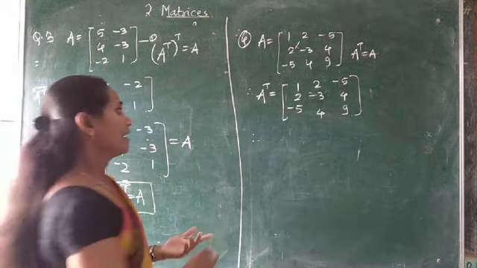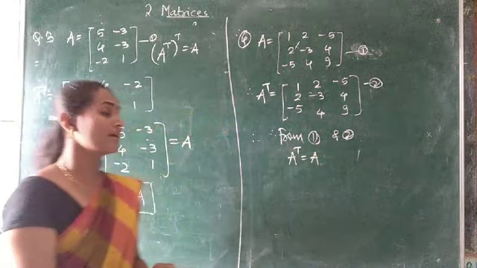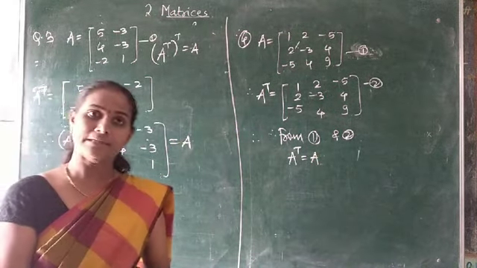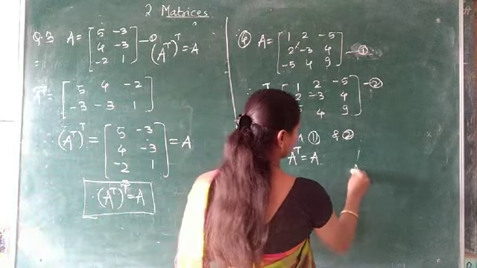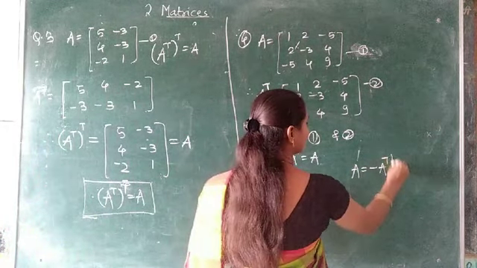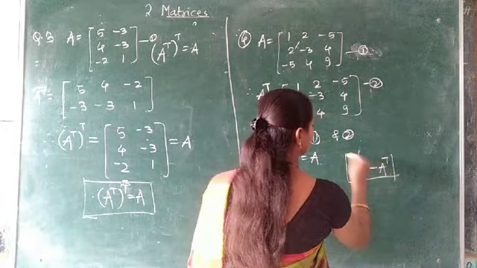Therefore, from 1 and 2 we write A transpose is equal to A, because the given matrix A is a symmetric matrix. If it is symmetric, then A and A transpose are the same. And if a matrix is skew symmetric, then A is equal to minus A transpose. These two conditions are very important. If it is symmetric, this condition is true, and if it is skew symmetric, then this is the true condition.